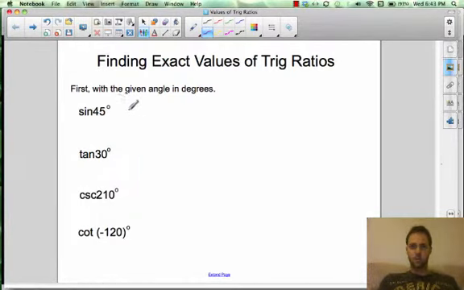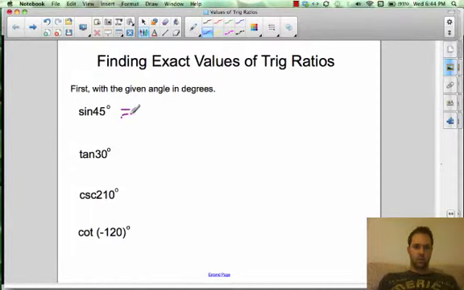We're just going to do a quick little lesson on finding exact values of trig ratios. Just a little review here using our unit circle. So first let's try to find the value of the trig ratio when we're given an angle in degrees. So here we have sine 45.